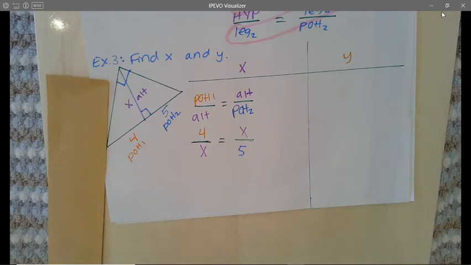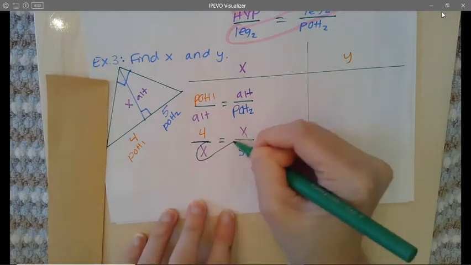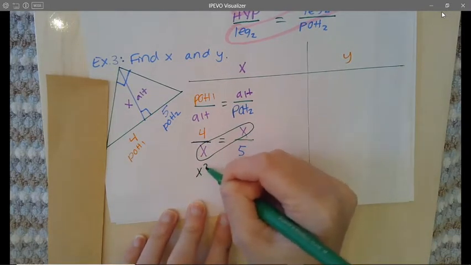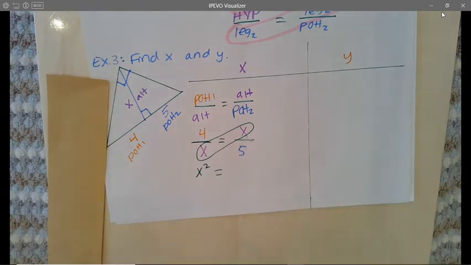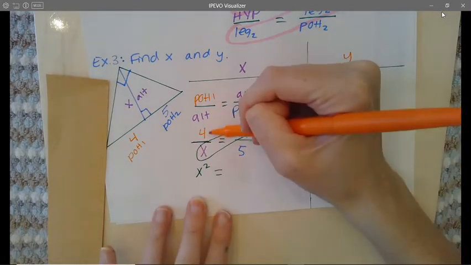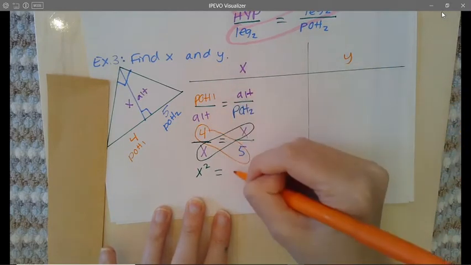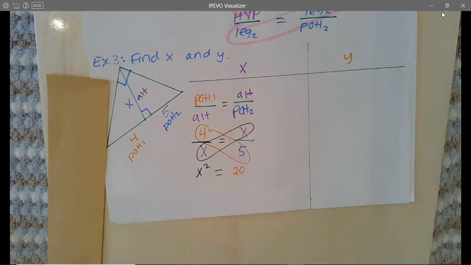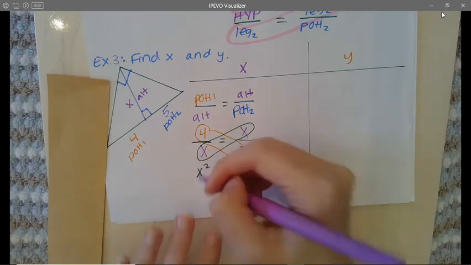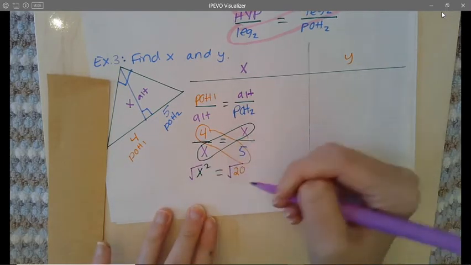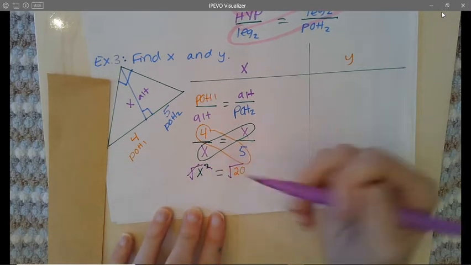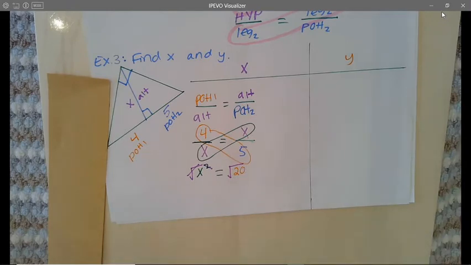We cross multiply a bunch. So x times x is going to give me an x squared, and x squared will equal 4 times 5, which is 20. And then how do we undo a squared? We square root that thing. I'm going to square root it on both sides. Bam and bam. The square root will cancel out the squared, so I'm left with x equals.